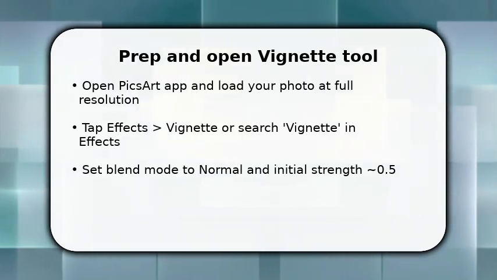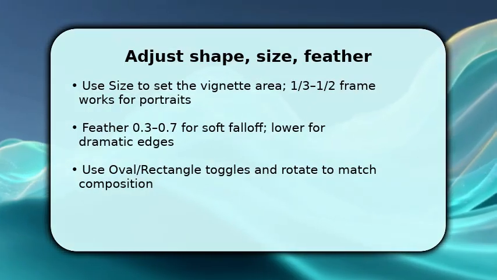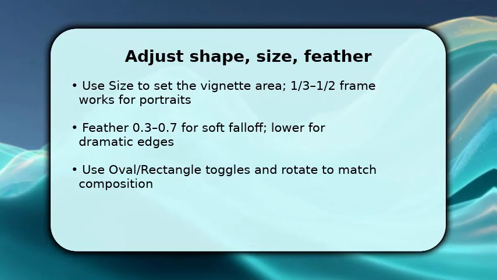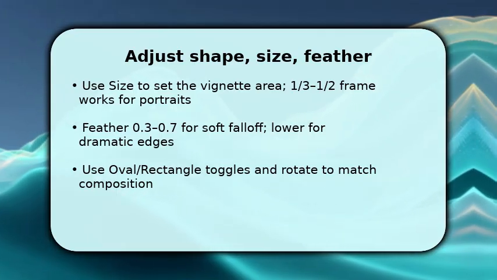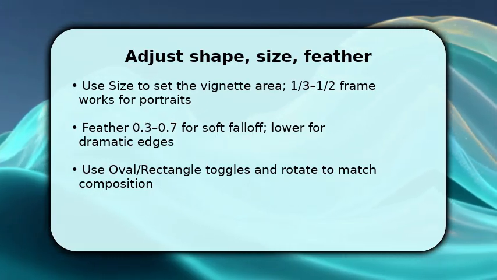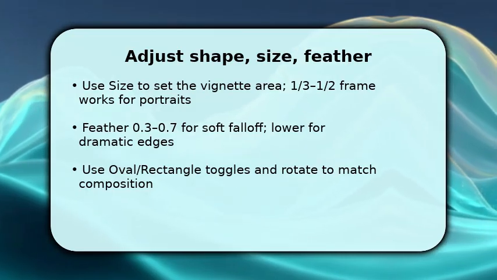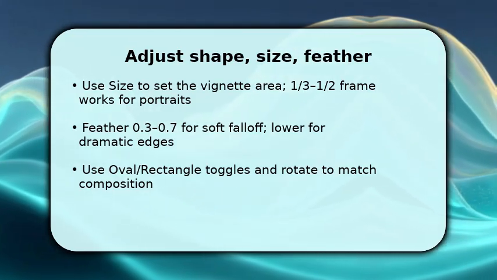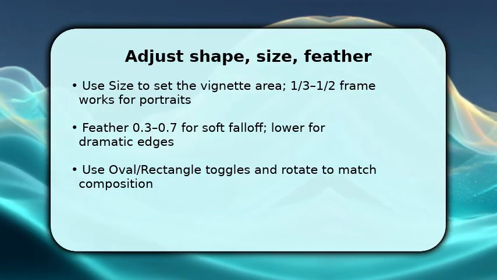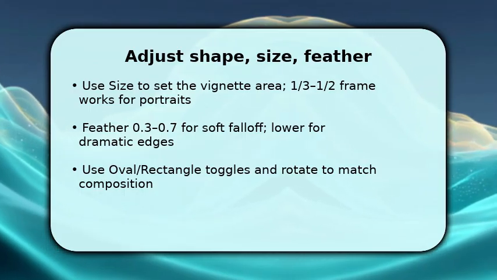You now refine the vignette shape and softness to match your composition. First, set size so the darkening covers roughly 1/3 to 1/2 of the frame for a natural portrait focus. Then increase feather between 0.3 and 0.7 for a soft falloff. Reduce it for a harder edge when you want drama. Also toggle oval or rectangle and rotate the mask to align with lines in the scene. This step sculpts attention, so make measured changes and preview at 100%.